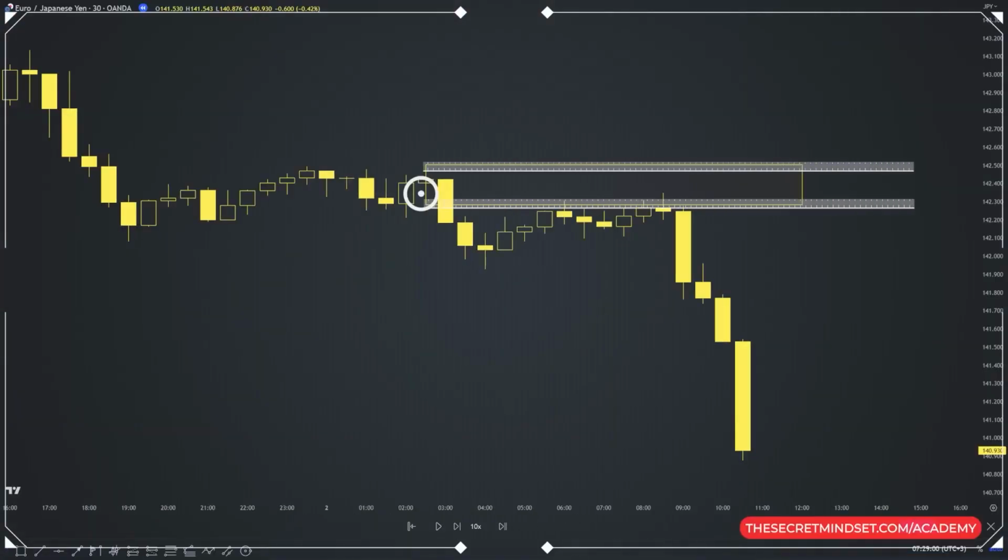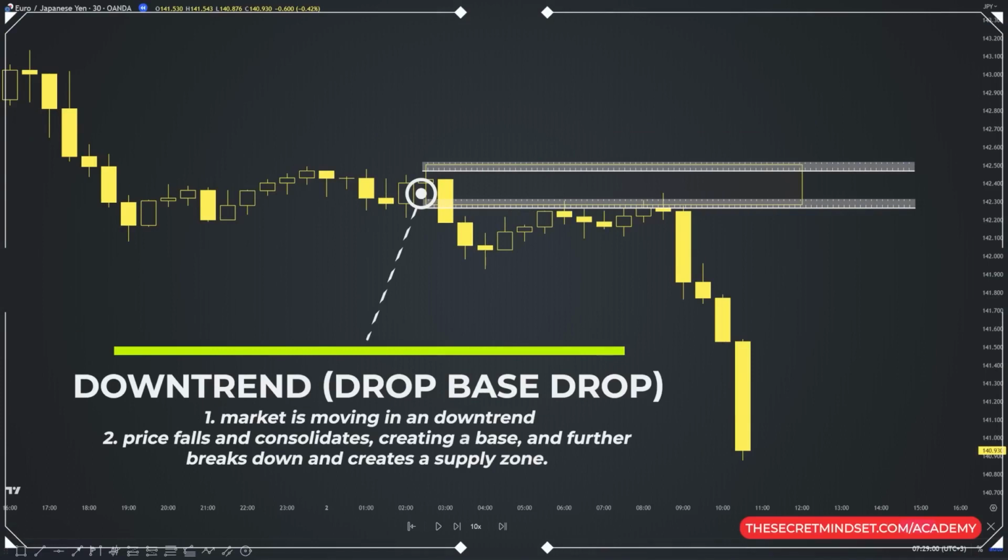In a downtrend, you aim to trade when the price falls and consolidates, creating a base, and further breaks down and creates a supply zone. A short position is targeted when the price comes to mitigate this area.